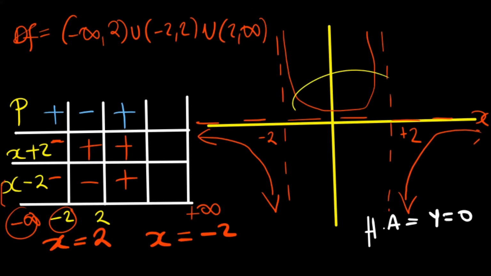Then the range, the y values. Okay, so the y values, look at that. We're not touching the x-axis. So because we're not touching the x-axis, it means all the y values we're getting are from only 0 to positive infinity.